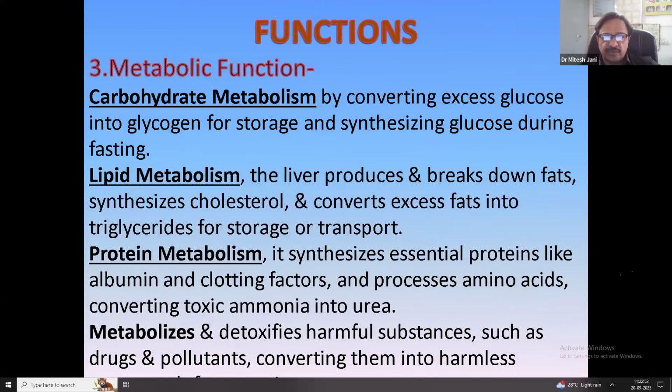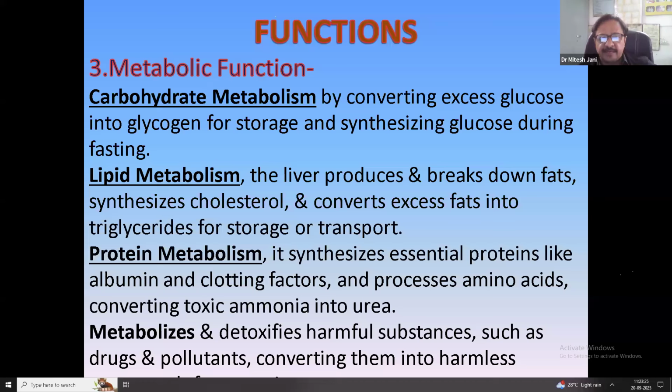The third and most important function is metabolic. Three important metabolisms are performed by the liver: carbohydrate, lipid, and protein. Now, carbohydrate metabolism, how does it perform? It converts the excess glucose into glycogen for storage, and synthesizes glucose during fasting. So excess glucose is converted into glycogen and stored.